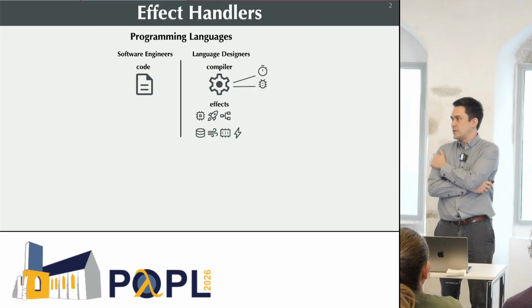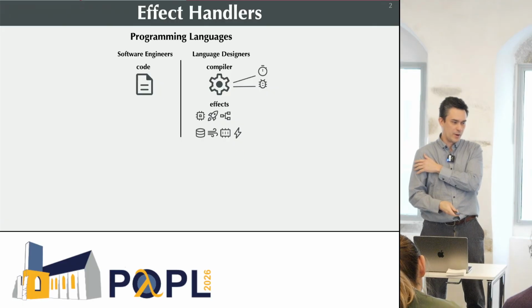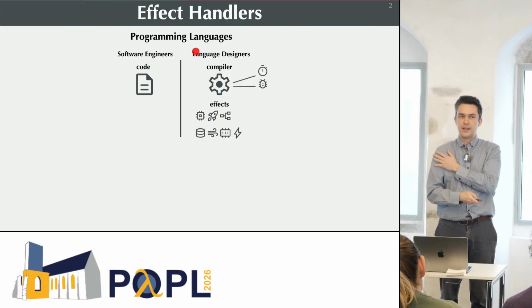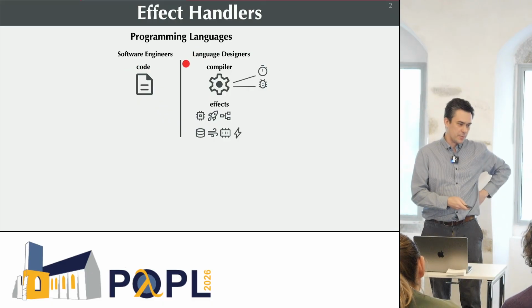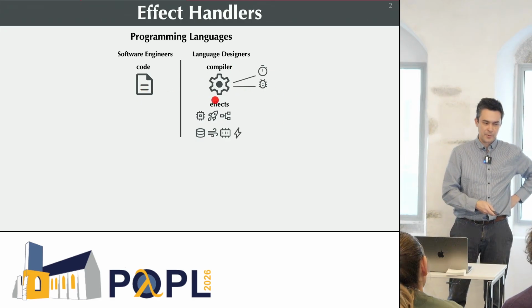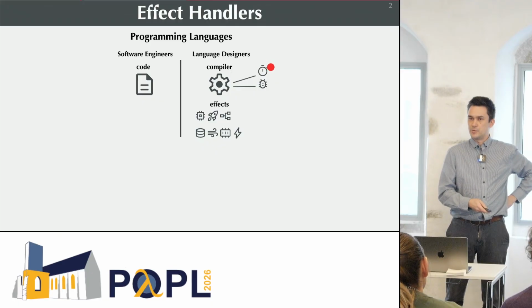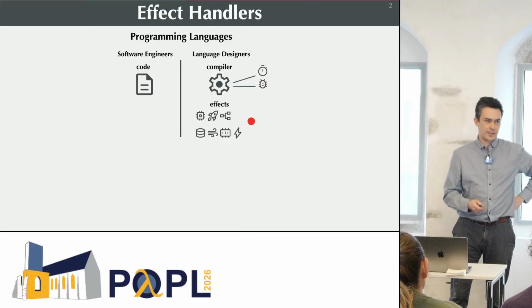So the story I want to tell starts with something that we should all know, which is we have programming languages, and they involve a relationship between software engineers and language designers, right? So your software engineers want to write some code, and that code gets executed or compiled by the compiler, and maybe you want the compiler to produce efficient code, or maybe code with debug instructions in it, and the compiler takes care of all sorts of things like effects.